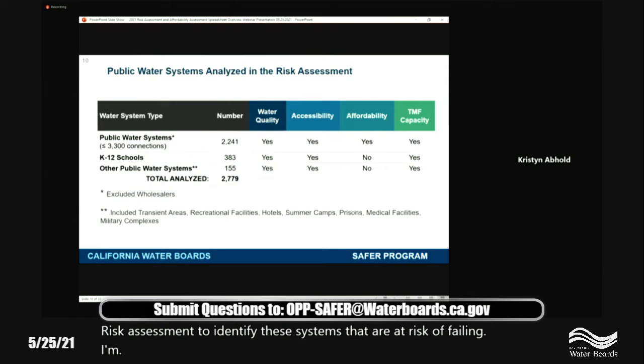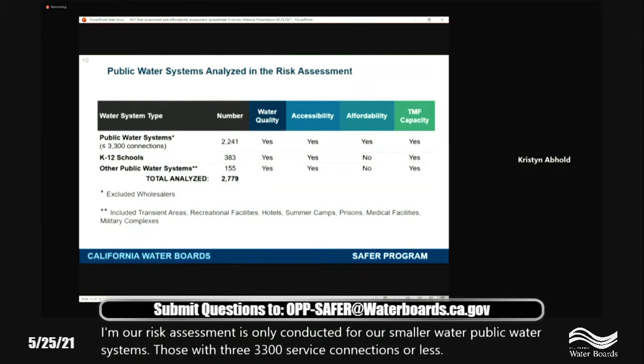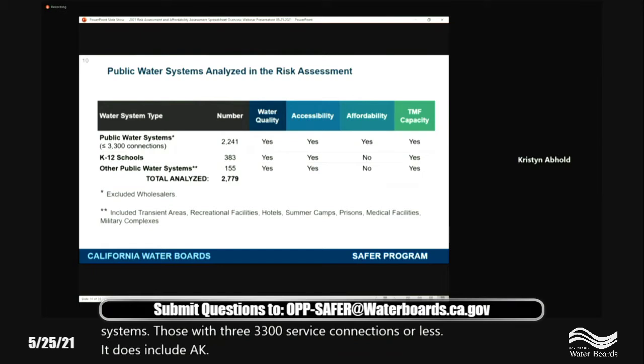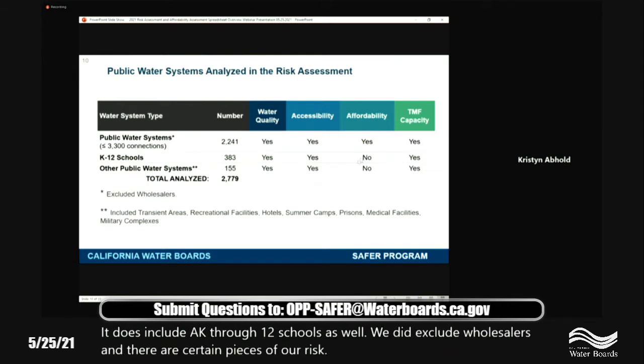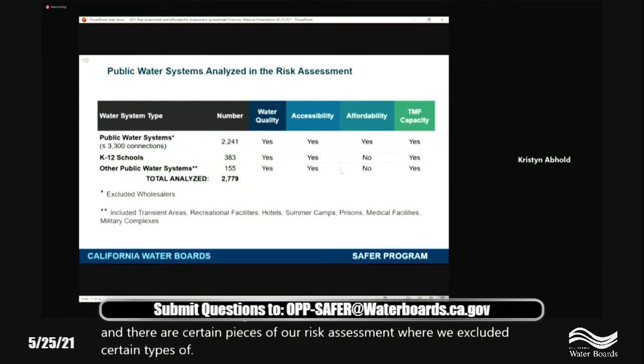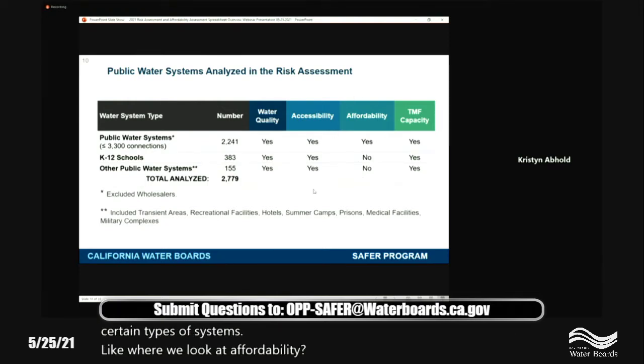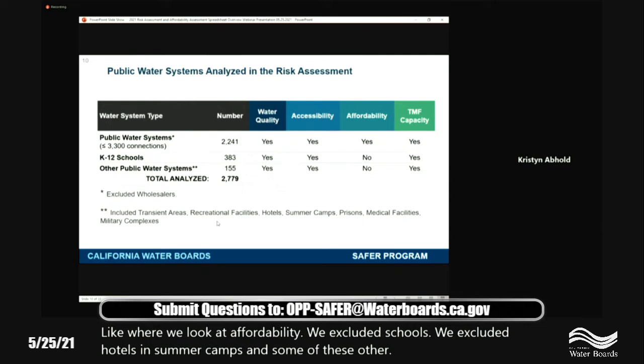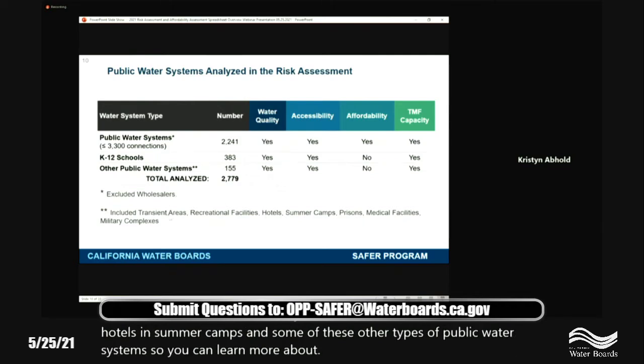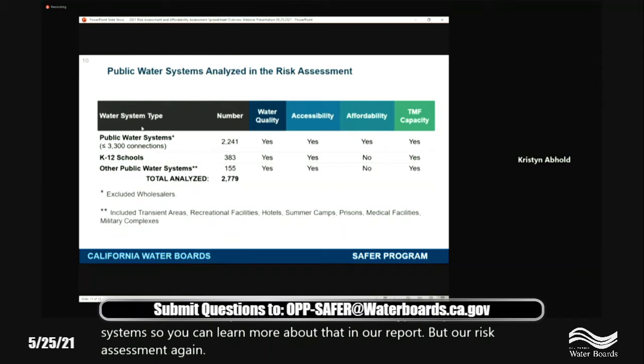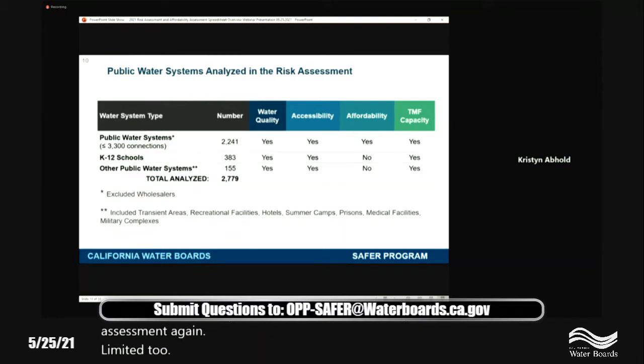Our risk assessment is only conducted for our smaller public water systems, those with 3,300 service connections or less. It does include K through 12 schools as well. We did exclude wholesalers, and there are certain pieces of our risk assessment where we excluded certain types of systems, like where we look at affordability. We excluded schools, hotels, summer camps, and some of these other types of public water systems. So you can learn more about that in our report. But again, our risk assessment is limited to public water systems with 3,300 service connections or less.